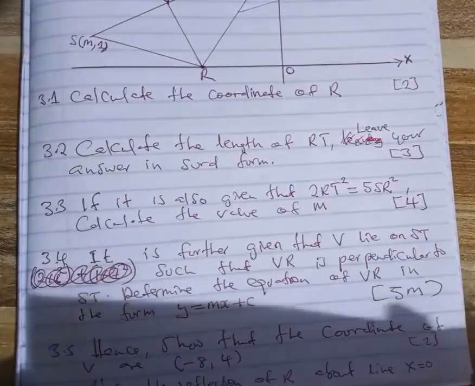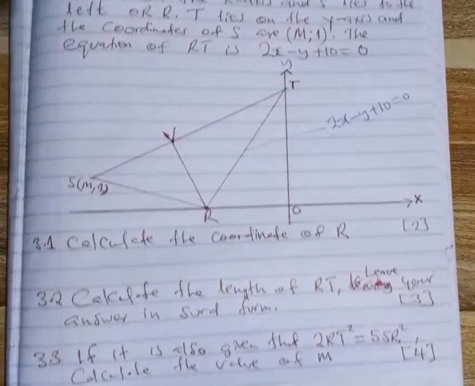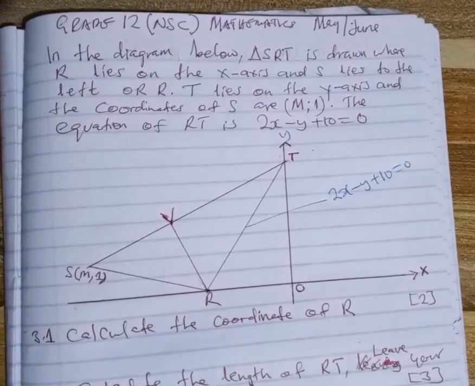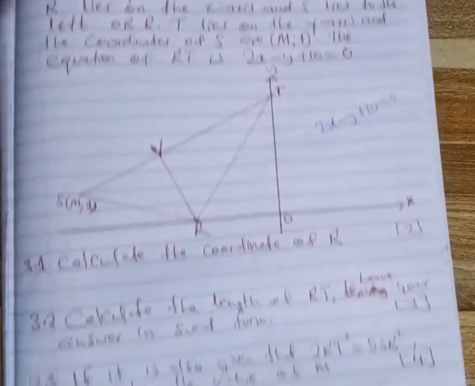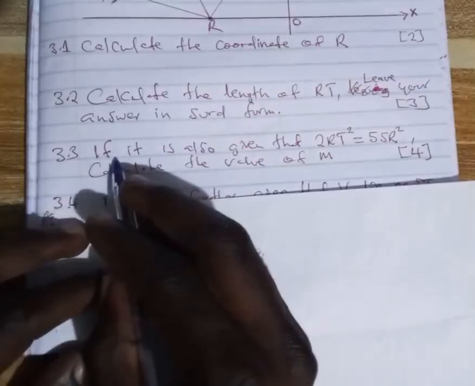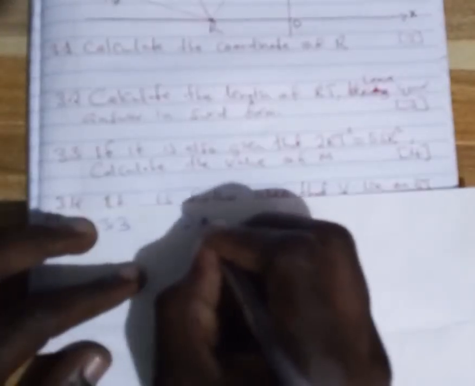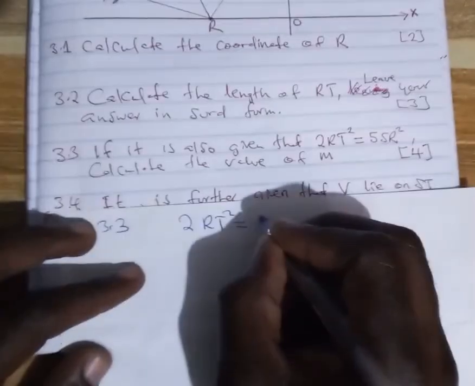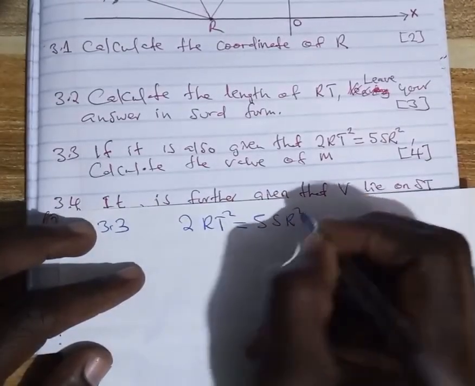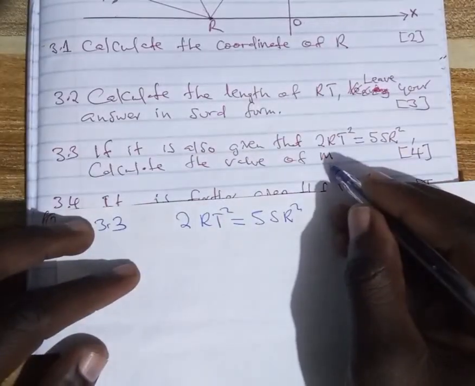Next question, what are we having? We're having this one here, this number 3. Same question. Please, if you want to check the diagram, you can just rewind. Now 3.3: if it is also given that 2RT squared is equal to 5SR squared, calculate the value of M. Calculate the value of what? M.